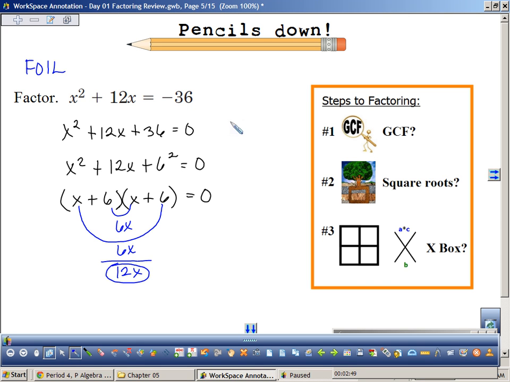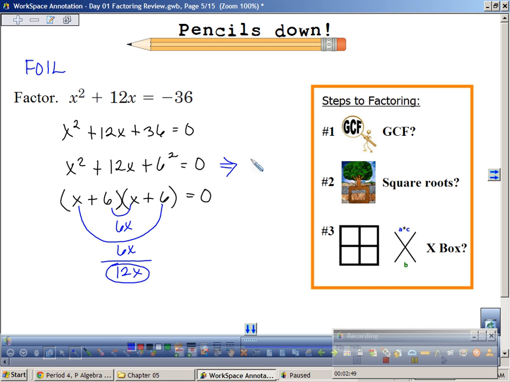Or I could have just gone right to this step and said that x squared plus 12x plus 36 is actually x plus 6 squared, if you recognize that, because that's one of your special products from Algebra 1, which I don't expect you to absolutely remember, but we'll get into that later.